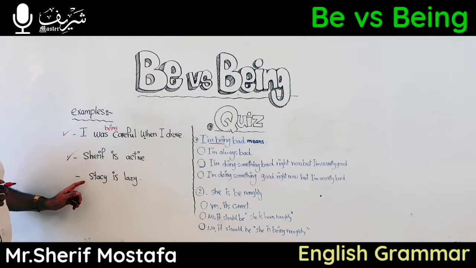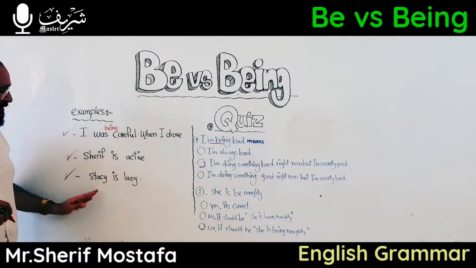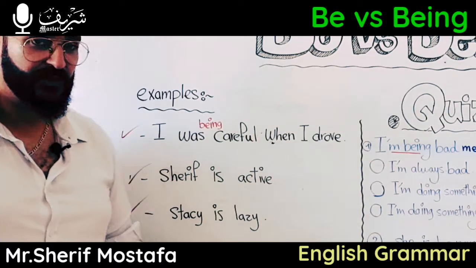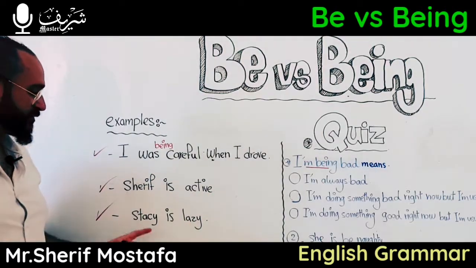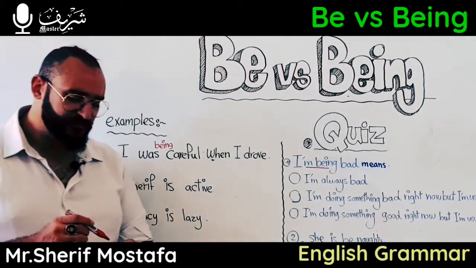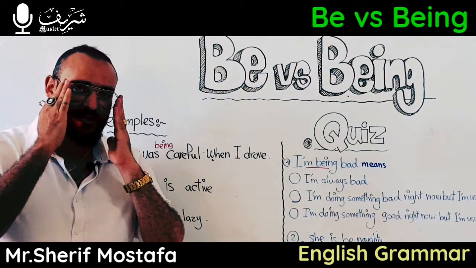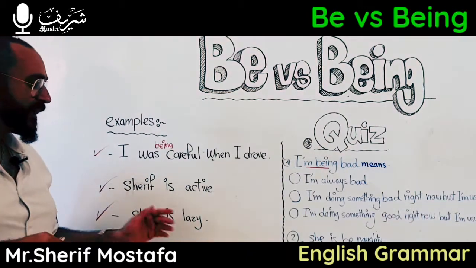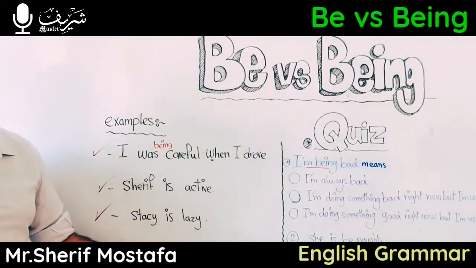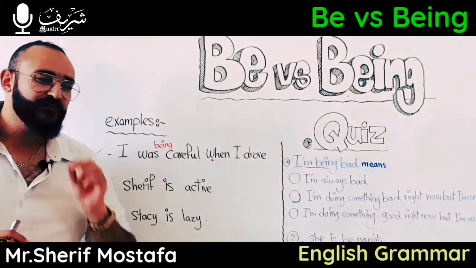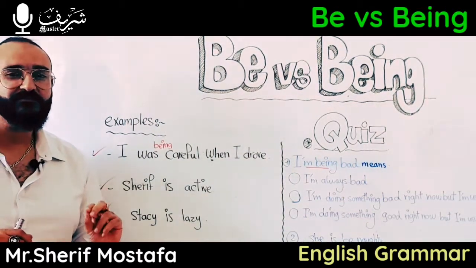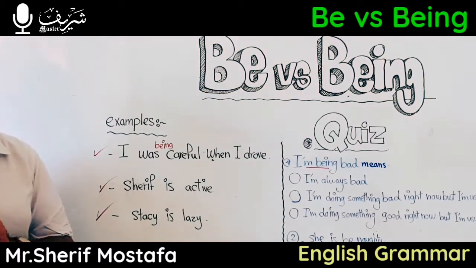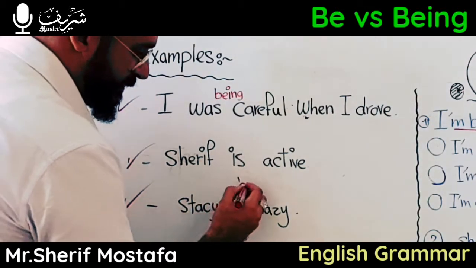This is great. For the third one, "Stacy is lazy." Lazy is the antonym of active. So Stacy is lazy, but the meaning that I would like to deliver is that Stacy is always active. But today, for a specific reason, as a temporary situation, she's lazy. So that means I should add "she's being lazy."